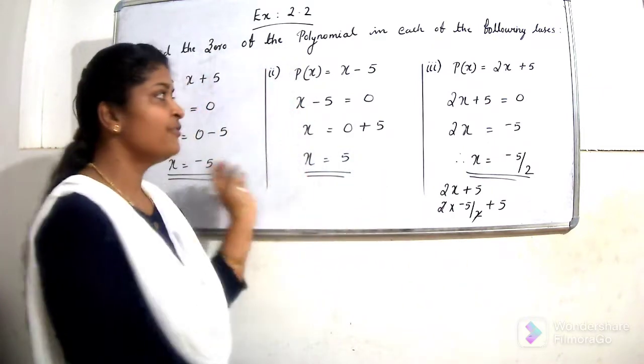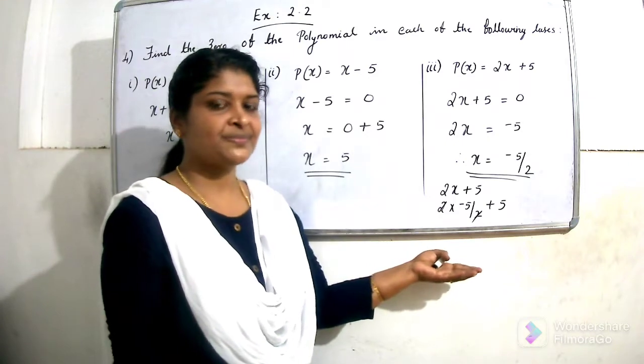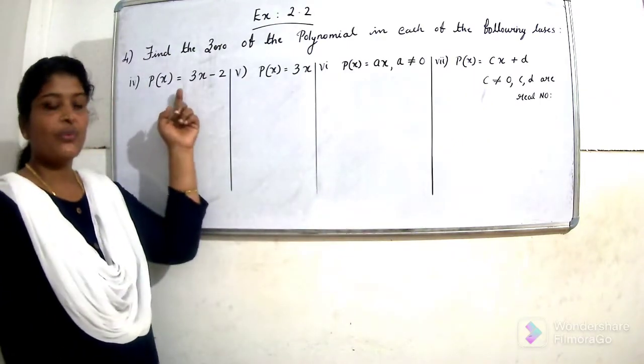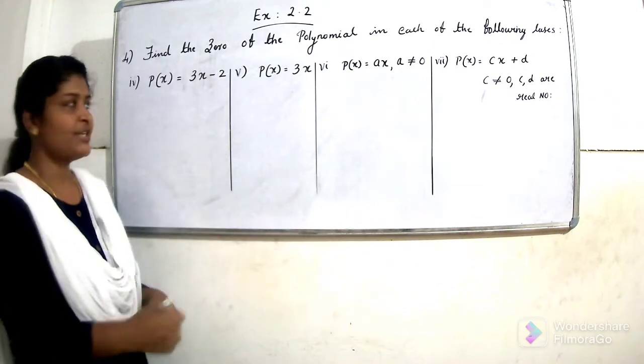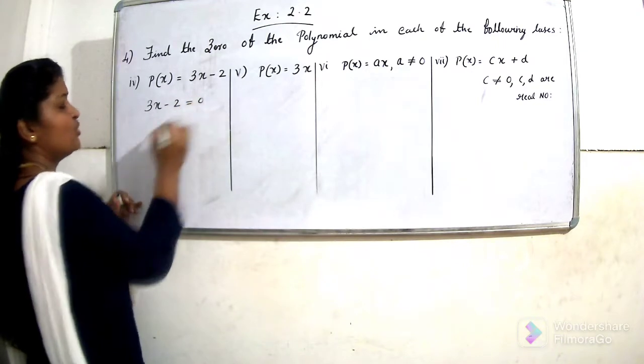So these are the first 3 questions. Now we will do the next questions. Now fourth question, p of x equal to 3x minus 2. So let us start. 3x minus 2 equal to 0.